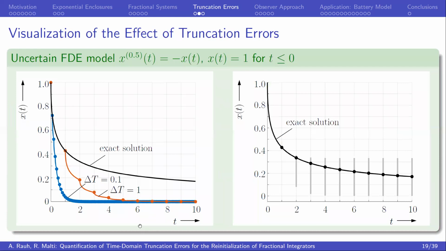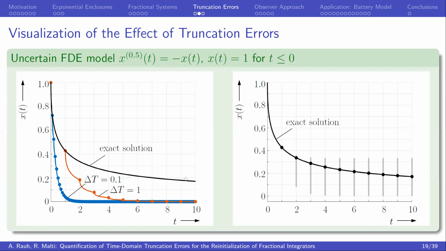Before we come to handling temporally variable bounds for the truncation errors, we have a look at this graph. On the left-hand side, you can see in black the exact solution to the fractional differential equation, where the left-hand side is the derivative of order 0.5 of the state evolution x, and the right-hand side of the differential equation is just equal to minus x. We assume that the initial condition of the system is x equal to 1, and the complete path before t equal to 0 was also the constant value x equal to 1. When we compute the corresponding exact solution, we end up with the black line.